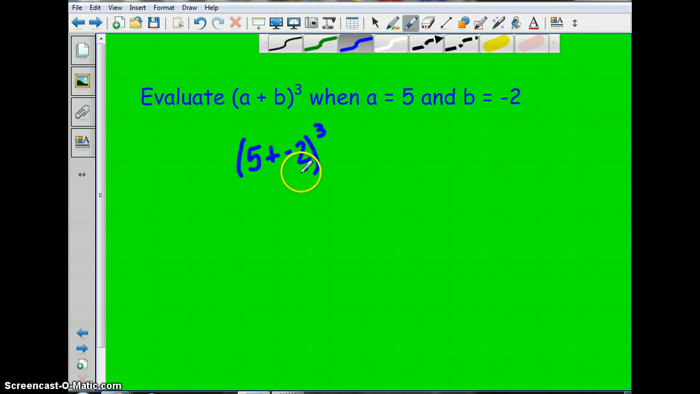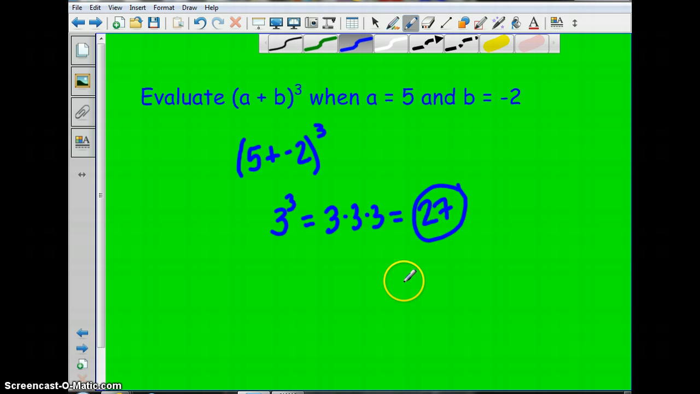So now we have 5 plus a negative 2, which is 3, and we have 3 to the third power, which is 3 times 3 times 3. I should specify that we did this first, 5 plus a negative 2. We had to do that first because of order of operations. You have to do what's inside the parentheses first, and then you can do the exponents. So your final answer is going to be 27.